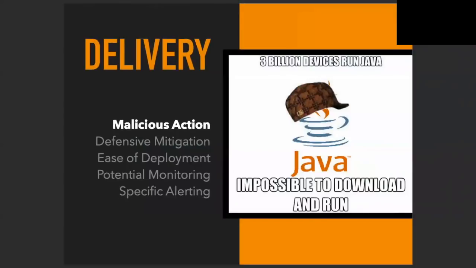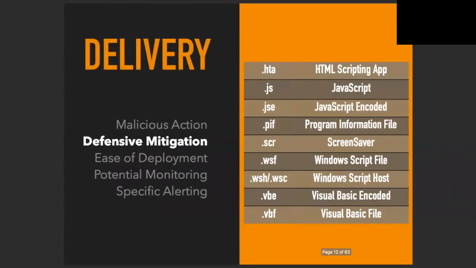So the second step is delivery. As we know, most ransomware is distributed through means of phishing. If it's a targeted attack, it'll be based off of the information collected in the recon, or it could just be a mass mailing. And at this step, there are several different defensive mitigations that can be performed.